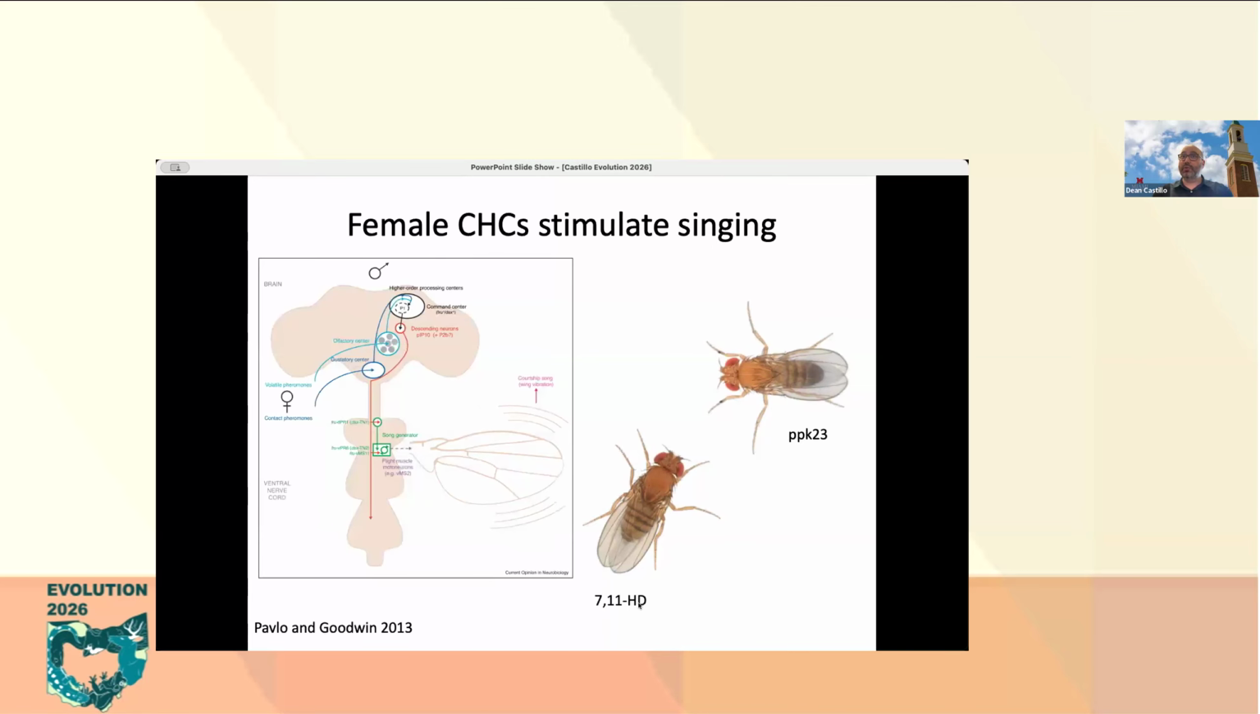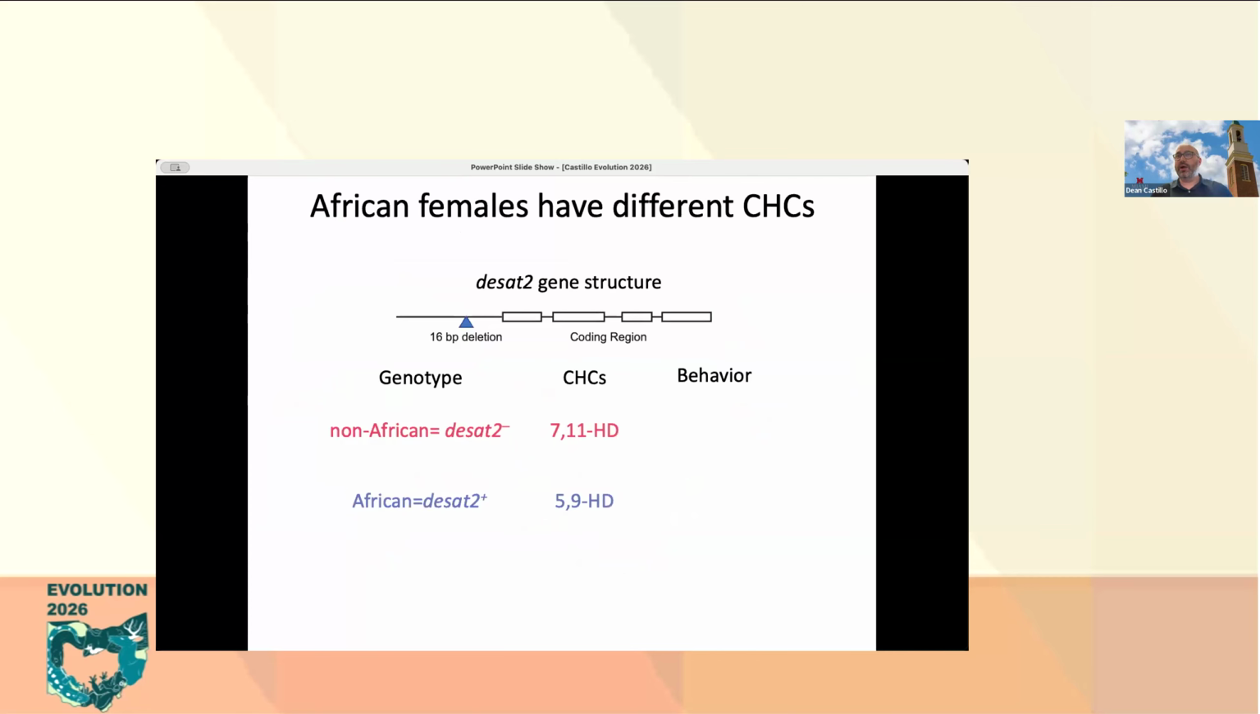And a lot of really good work in other labs has actually connected this stimulus to a neural circuit in the brain that projects to a descending neuron that can control the motor neurons involved in song. So this is where we wanted to start. You know, singing is different. It must be due to differences in female hydrocarbons. And luckily for us, African females indeed have very different hydrocarbons.